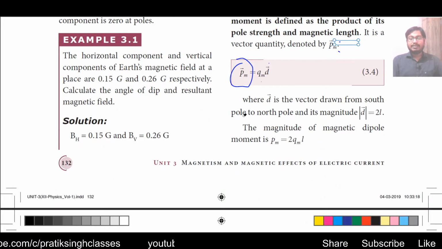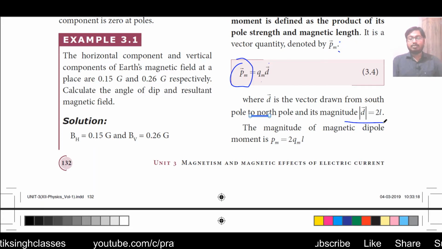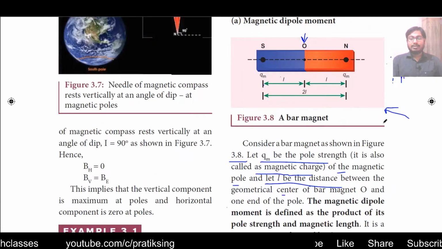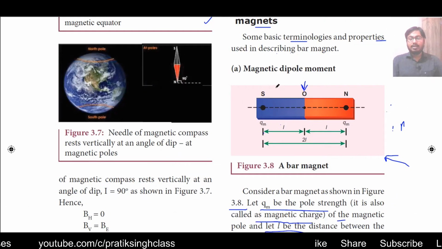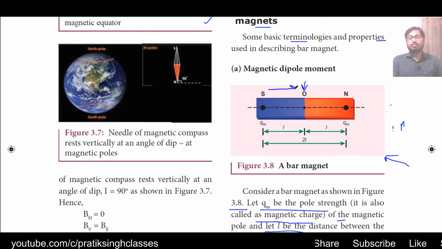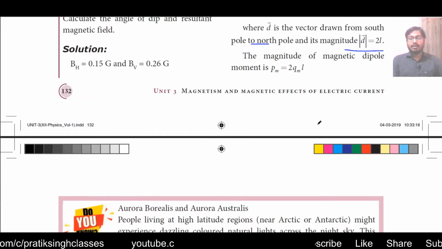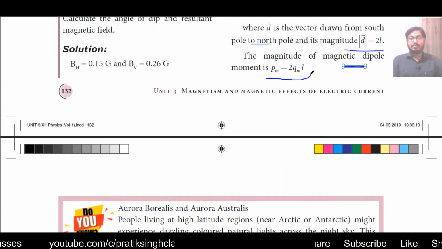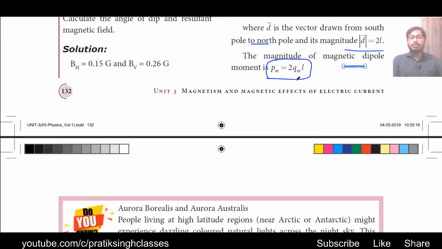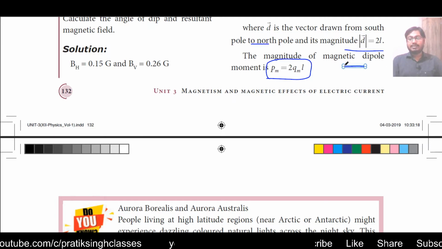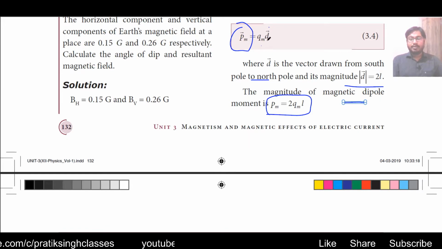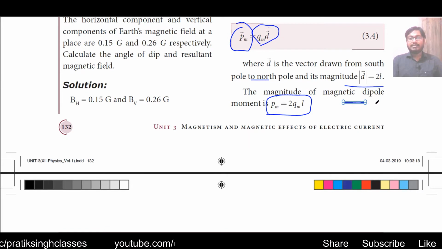Here vector d is the vector drawn from the south pole to the north pole, and its magnitude is equal to 2L. So always remember that vector d is calculated from the south pole to the north pole. Then why south to north, why not north to south? That is given later. The magnitude of the magnetic dipole moment is Pm equal to Qm into 2L. So we have Qm into d, and d is equal to 2L.